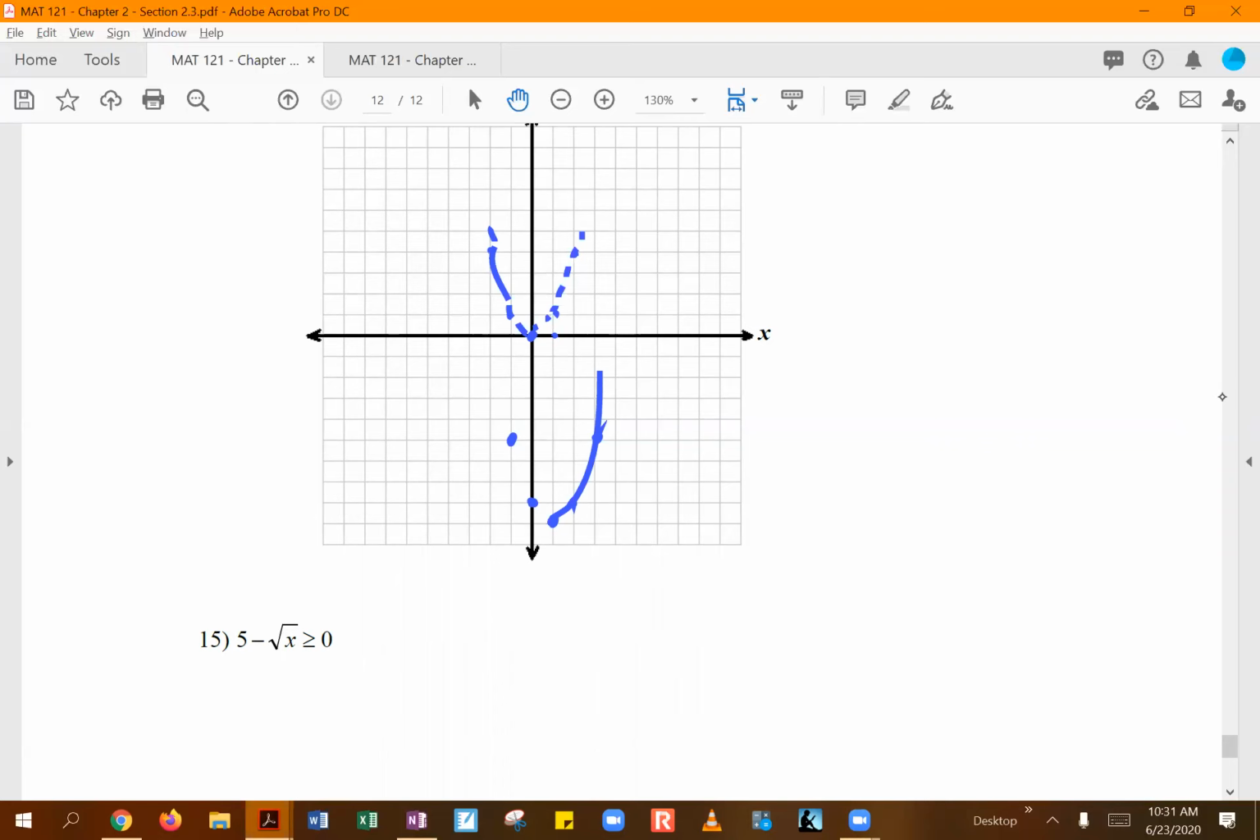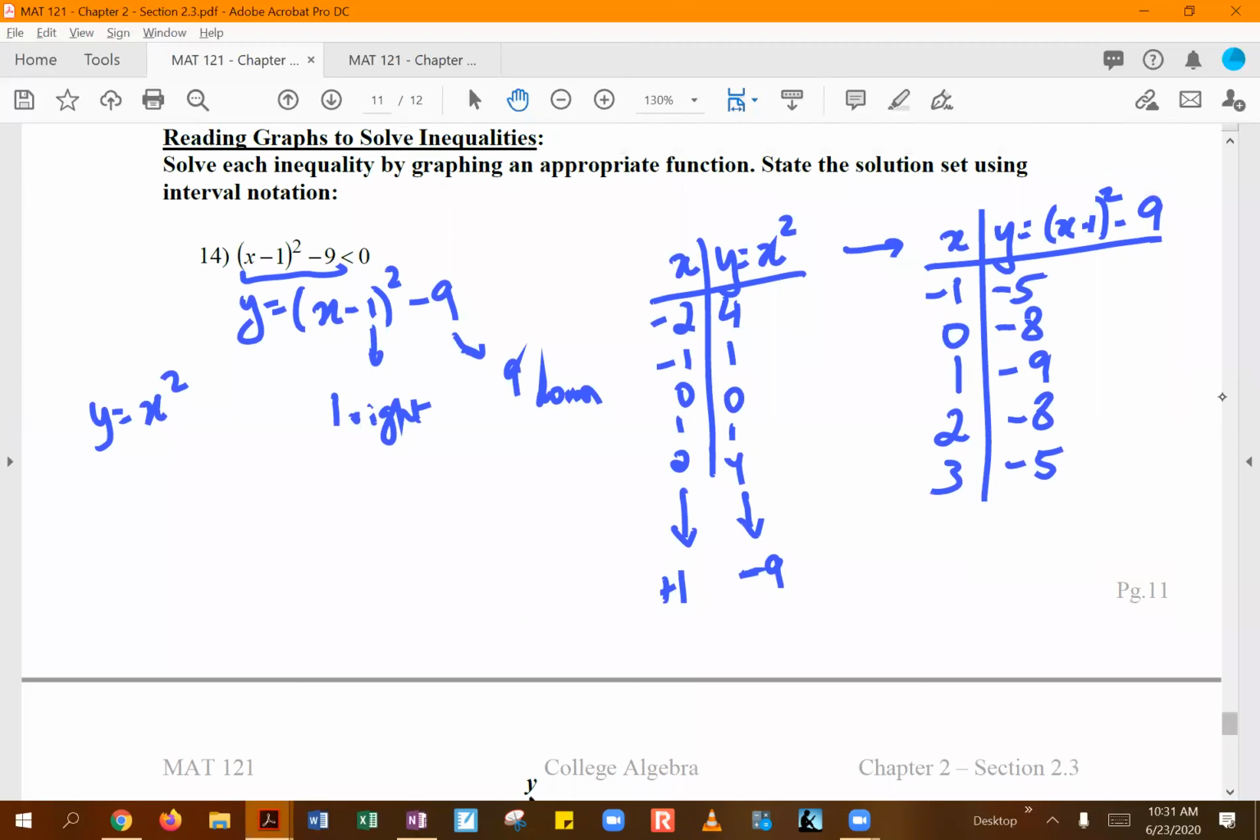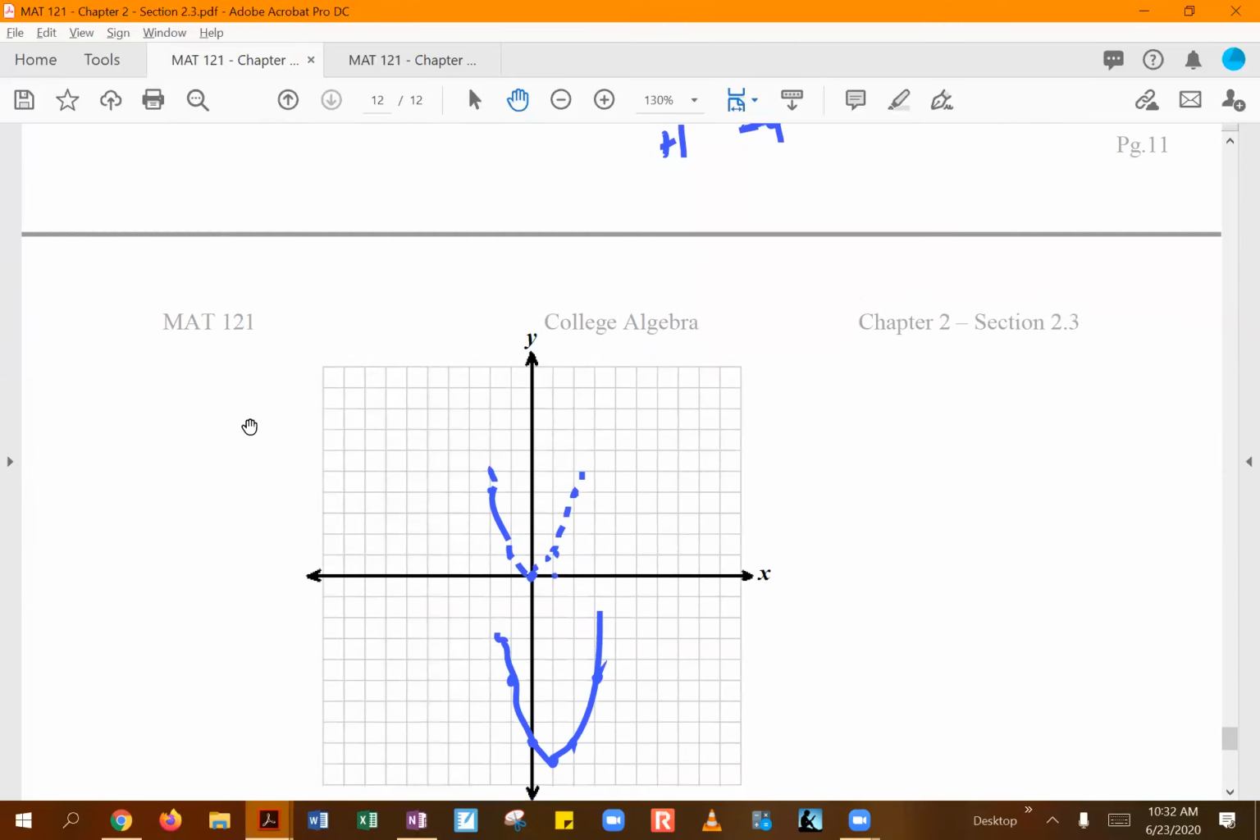But I am actually interested in knowing where they are going to cross our x-axis. We've already got the y-intercept over here, which was at (0, -8), but it would be nice to know where these arms are going to be crossing the x-axis. So let's go ahead and find our x-intercepts also, because they're going to play an important part in our solution set.